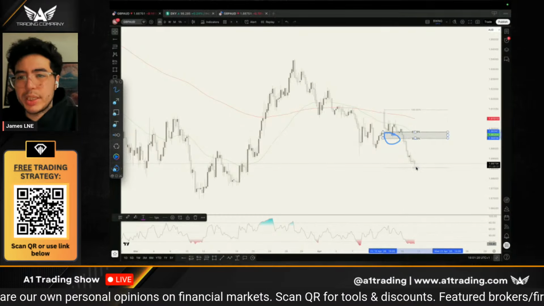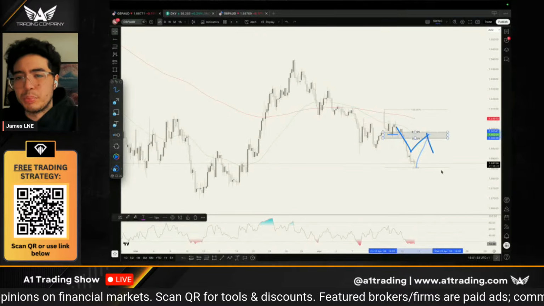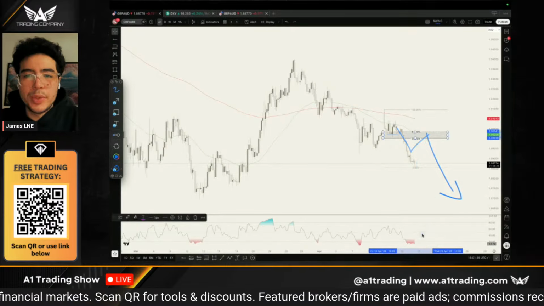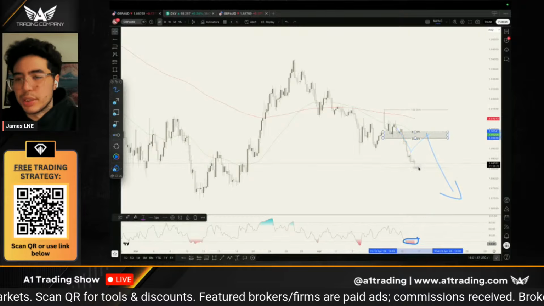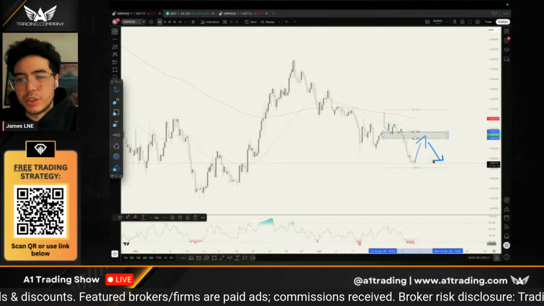But if we could see this sort of 50% retracement, retest these lows, it'd be a really nice break, retest sort of pattern, and then a continuation lower. We've also got the RSI here on the H4. It's a little bit oversold, indicating we could get this minor pullback to obviously continue lower.